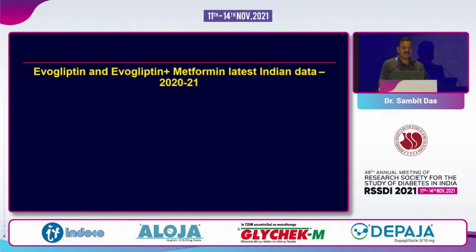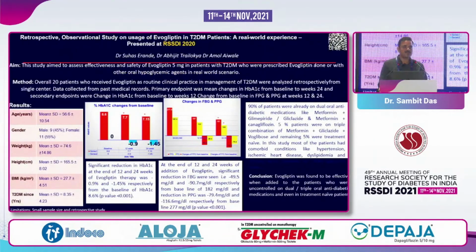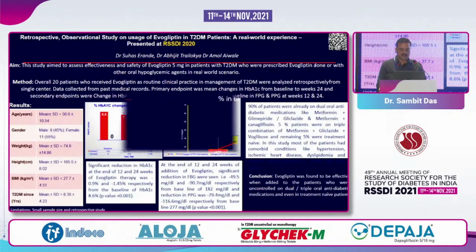Some of the latest Indian data on Evogliptin with metformin, and this is one of the posters which was published last year at RSSDI 2020. Though the population was small, around 20 patients, in contrast to the usual therapy of Evogliptin with metformin or plain Evogliptin, they actually used in the real world setup all kinds of combinations, even with glimepiride, metformin or SGLT2 inhibitor with Evogliptin, and they found that in this real world evidence, the reduction of A1C was quite significant, to the tune of 0.9 to 1.45%.